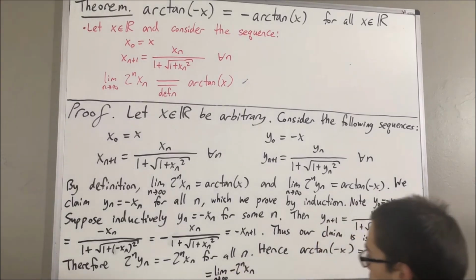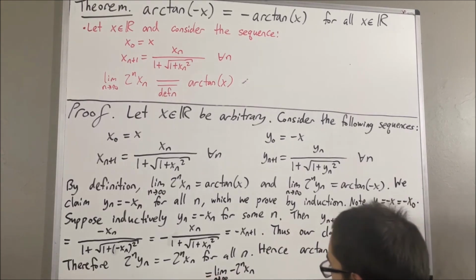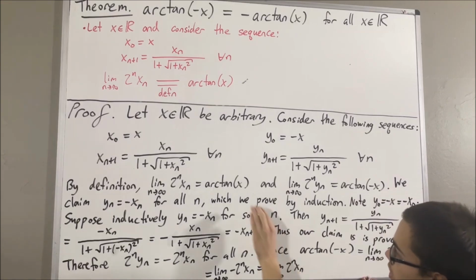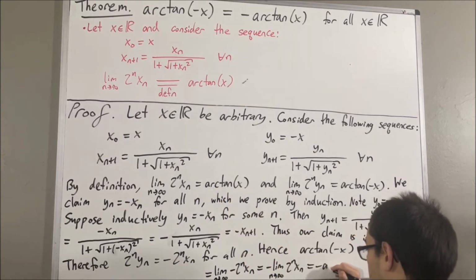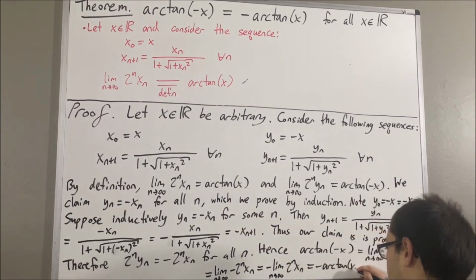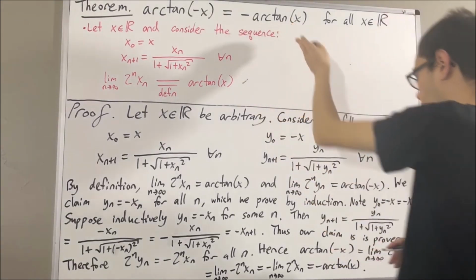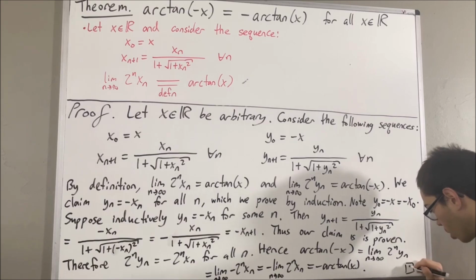But we know from properties of limits, we can pull the negative sign out. And we know that the limit of 2^n x_n is equal to arctangent of x. So this is just negative arctangent of x. And so we have that arctangent of negative x is equal to negative arctangent of x. And that is exactly what we wanted to prove. So this completes the proof.